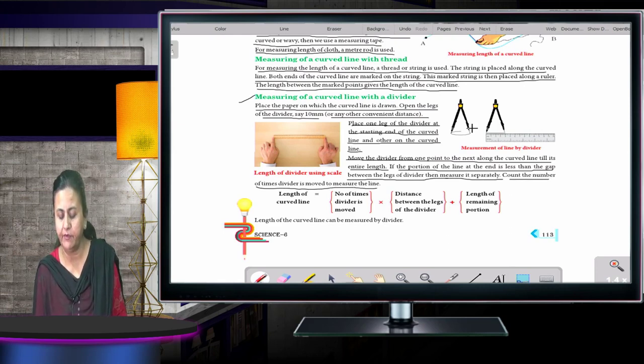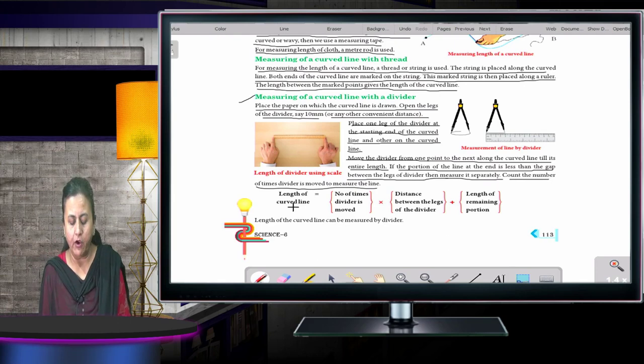See, here it is given: length of curved line is equal to the number of times the divider is moved times the distance between the legs of the divider, plus the length of the remaining portion. That is the way you are going to find the length of a curved line using a divider. Now moving to the next one.